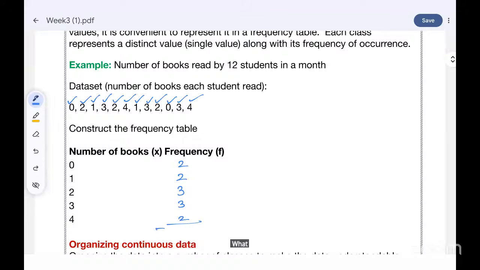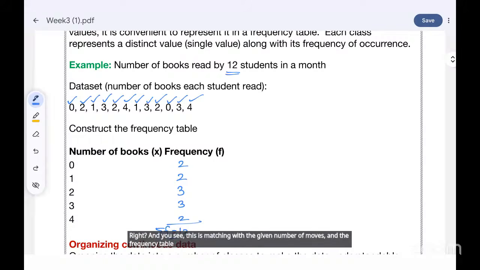What is the sum of all frequencies? It is 12, ma'am. So 2 plus 2, 4, and then plus 3, 7, plus 3, 10, plus 2, 12, right? And you see this is matching with the given number of nodes. And hence the frequency table we have made is correct.